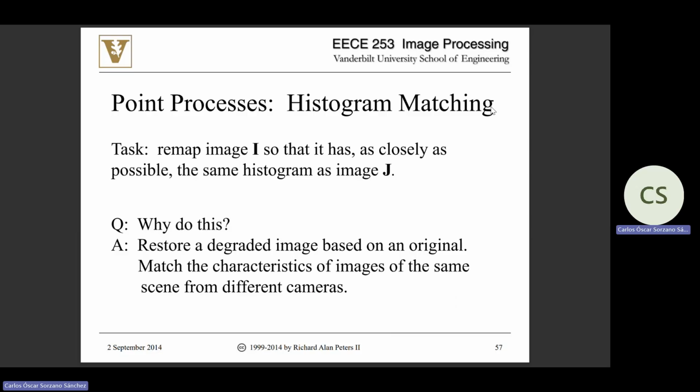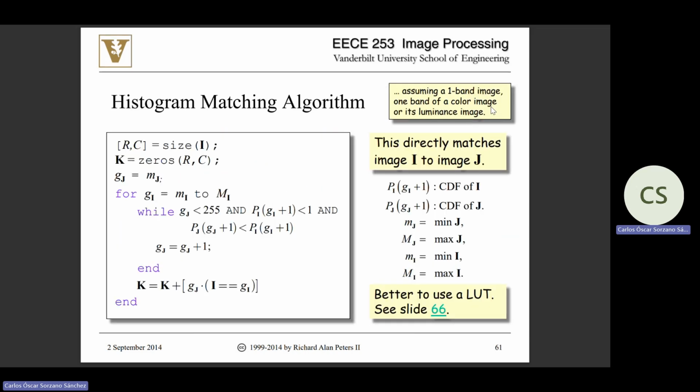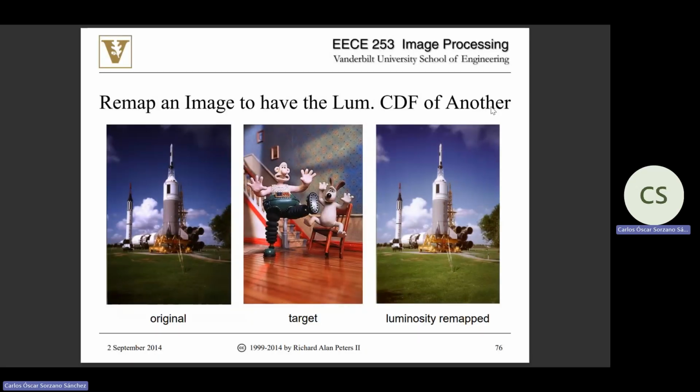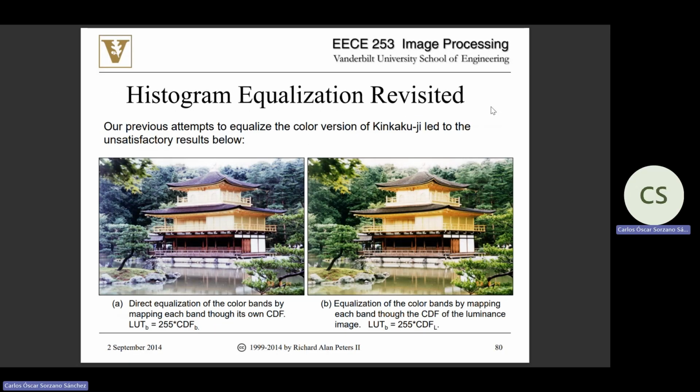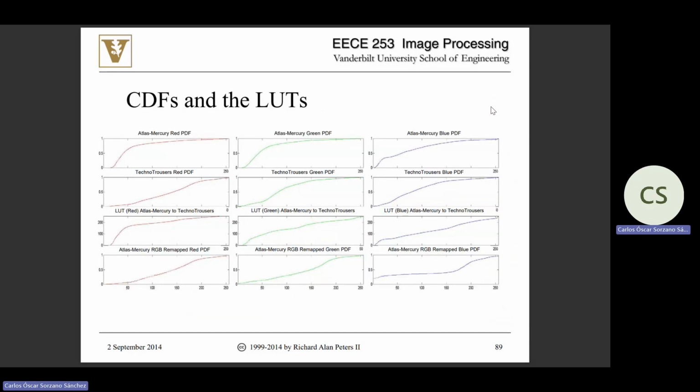Then there is another useful operation, which is histogram matching. The one we have seen before is called histogram equalization. Histogram matching we will see in more detail, but I think it is useful to see the final result to know why we want this. So one example is this one.